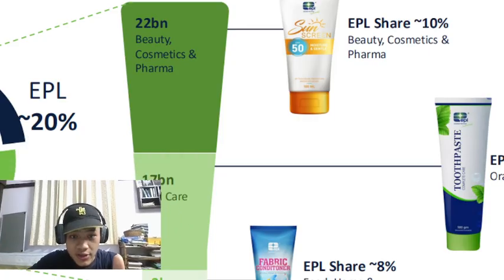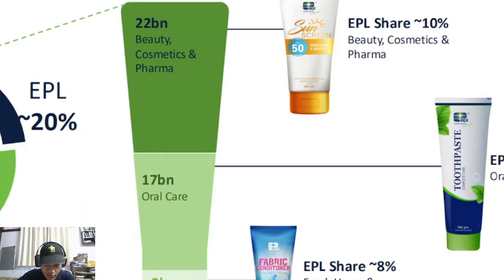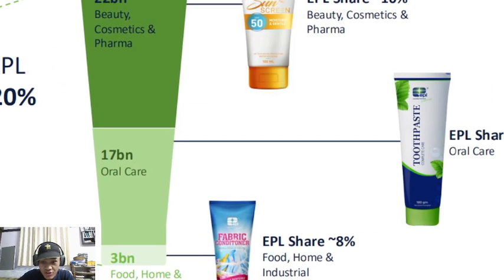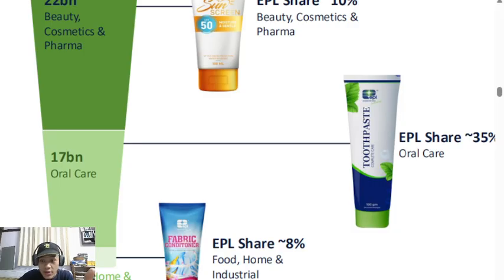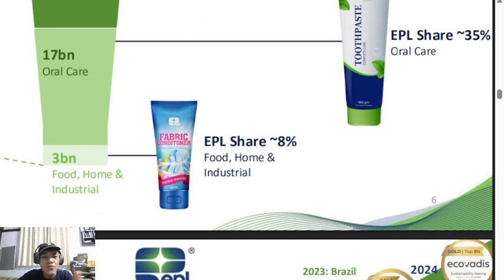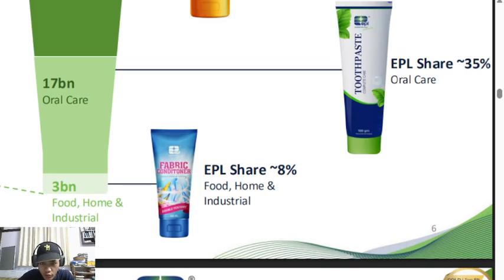Then we have oral care. This is the more traditional line of business. 17 billion tubes, of which EPL controls a 35% market share. Very big. And last, we have food, home, and industrial tubes or packaging, specialty packaging, actually tubes, 3 billion tubes for like food, home, and industrial appliances, you can say. And 8% market share, maybe not as big of a focus.